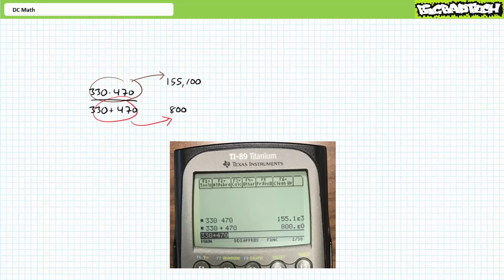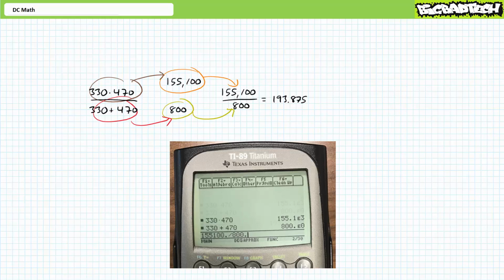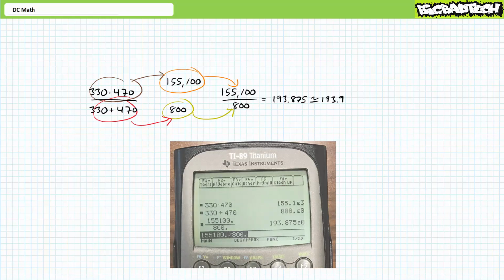Don't you dare re-enter these numbers. It's a waste of your time and you're going to screw it up. They're already in the calculator in the most accurate form. Just go get them. Use the arrow keys to walk up, and then grab the result of the numerator operation. Press enter. Divided by, use the arrow keys to walk up and grab the result of the denominator operation. Press enter. Press enter again. The calculator yields a result of 193.875. If we round this to the tens place, our final answer would be 193.9.